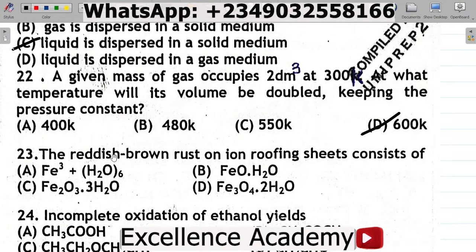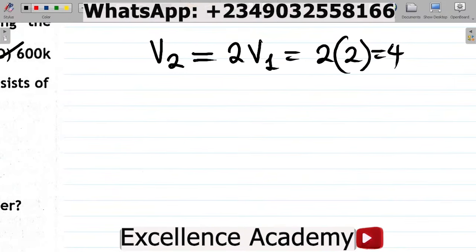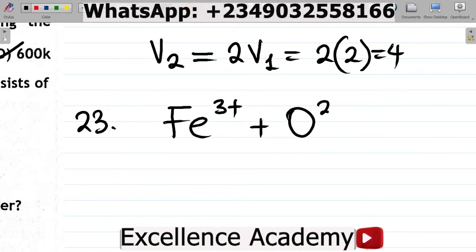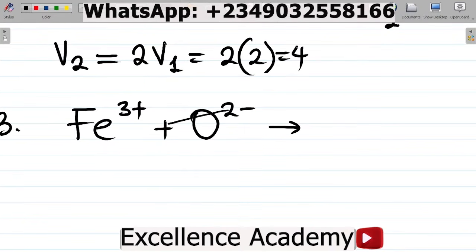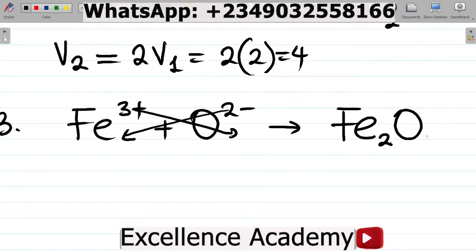Question 23, the reddish brown rust on iron roofing sheet consists of. Now, to answer this question number 23, all right, you want to note that iron 3 ion, that's Fe3 plus, will combine with oxygen ion, that's O2 minus. If this combines, you'll be having this. So this 2 comes down here, it gives you Fe2. Then you have oxygen. The 3 comes down here, you're having 3.